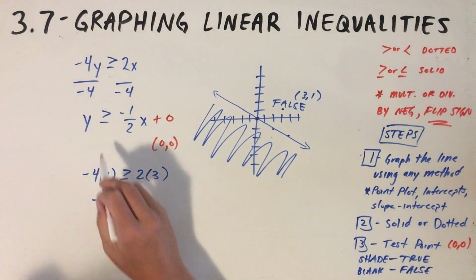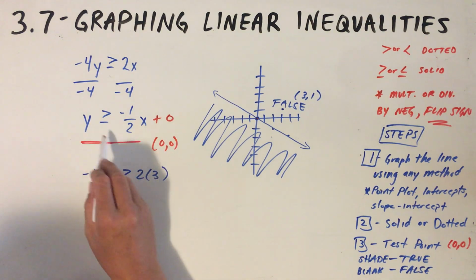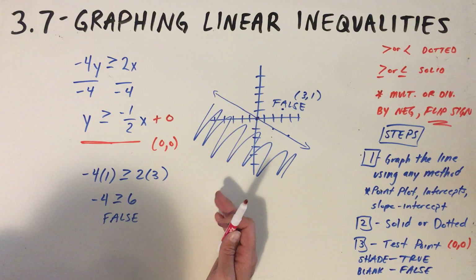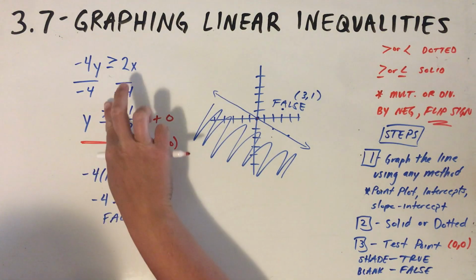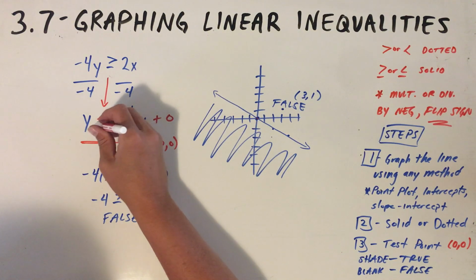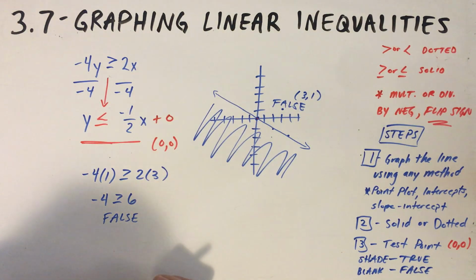Now I want to point out something here. If I had tried to use this statement right here, that y is greater than, it actually says that I should be shading here. So I'm a little bit confused about how this happened. But the problem is that when I divided by this -4, I forgot to flip the sign. This could happen to you.